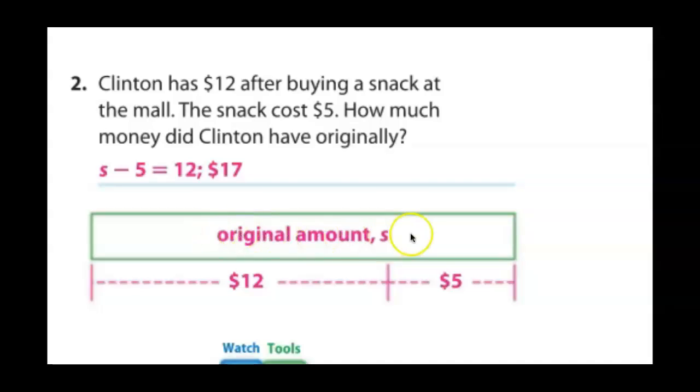Okay, so the original amount of money they represented as S, and I don't know why, but they did. So you've got the original amount of money is S. You could have chosen a different letter, that would be fine. If you have $12 left after buying a $5 snack, what did you have originally? So S, the original amount of money, minus the $5 for a snack equaled $12, and the original amount is $17. So 12 plus 5 equals $17.